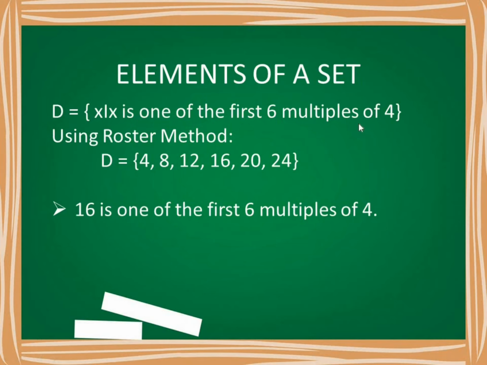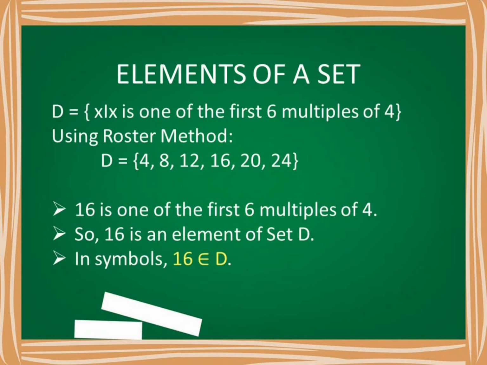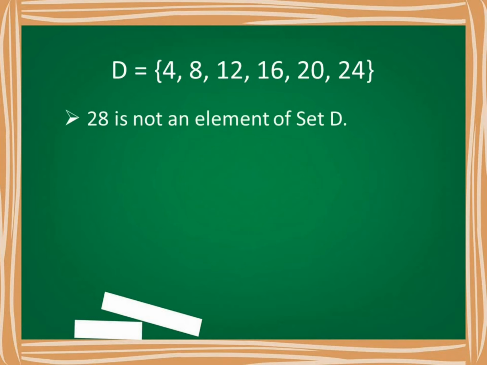From here, 16 is one of the first multiples of 4. Si 16 ay kabilang sa ating set na dinidescribe. So, 16 is an element of set D. And in symbols, we can write it as 16 is an element of D. Another one. 28 is not an element of set D dahil hindi siya kabilang sa first 6 multiples of 4 and wala siya dito sa ating set, written in roster method. In symbols, 28 is not an element of D.